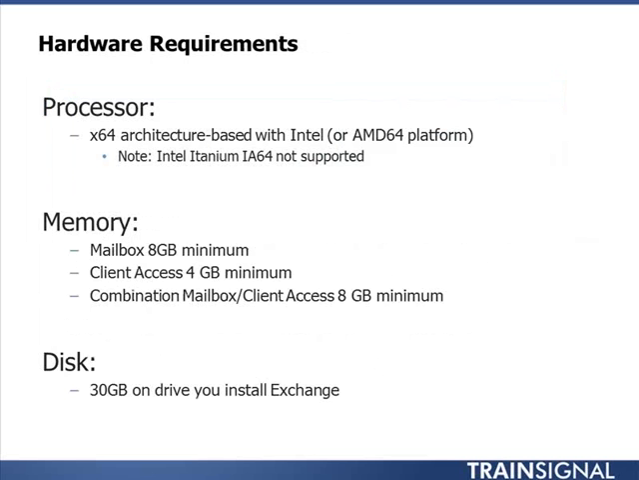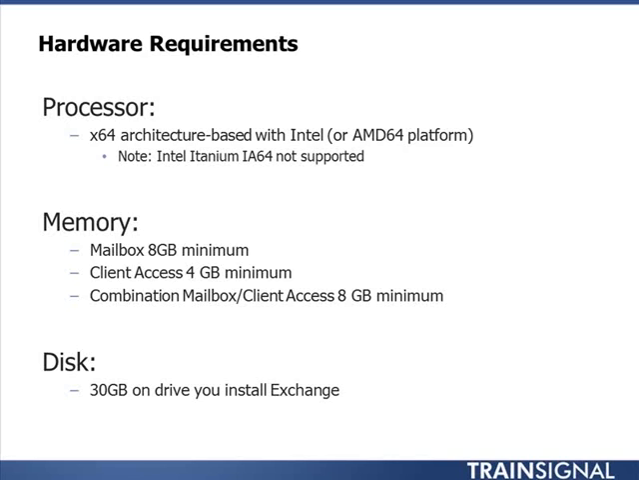So from a hardware perspective, the processor itself has to be x64 architecture based with Intel or AMD 64 based platform. Intel Itanium IA64 is not supported. As far as memory is concerned, if you're installing the mailbox server role, you need 8 GB as a minimum. If you're installing just the client access server role, you need 4 GB as a minimum. And then if you're combining the two, a mailbox server role and client access server role together on the same system, you need 8 GB of memory as a minimum.